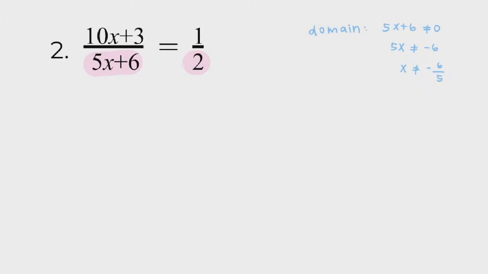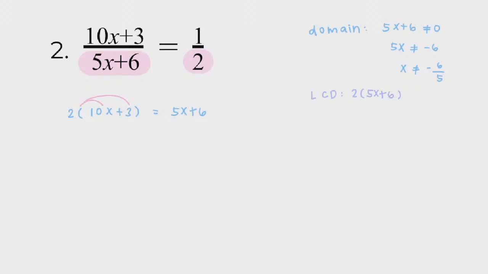For this problem, you can choose to either cross multiply since there's no addition or subtraction. So that means we're multiplying these two and these two. Or you could find the LCD. So the LCD is going to be 2 times 5x plus 6. And you'll get the same equation either way. So let me just erase that because it started looking a little messy. Okay, so I'm going to choose to cross multiply. You'll get the same exact equation if you use the LCD. So that'll be 2 times 10x plus 3 equals 5x plus 6.